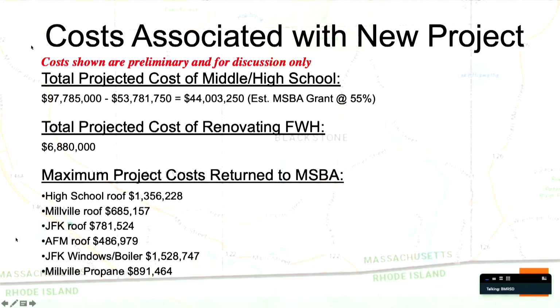Then you've got maximum project cost returns. So these are outstanding project grants from MSBA. The high school is 1.3. The Millville roof's about 700. JFK roof's about 800. AFM roof's about 400. JFK windows and boilers 1.5, and the Millville propane's about 900,000. So MSBA reserves the right to claw back their portion of a previous grant. They don't say they will unequivocally do it, but they reserve the right to come back and get it.